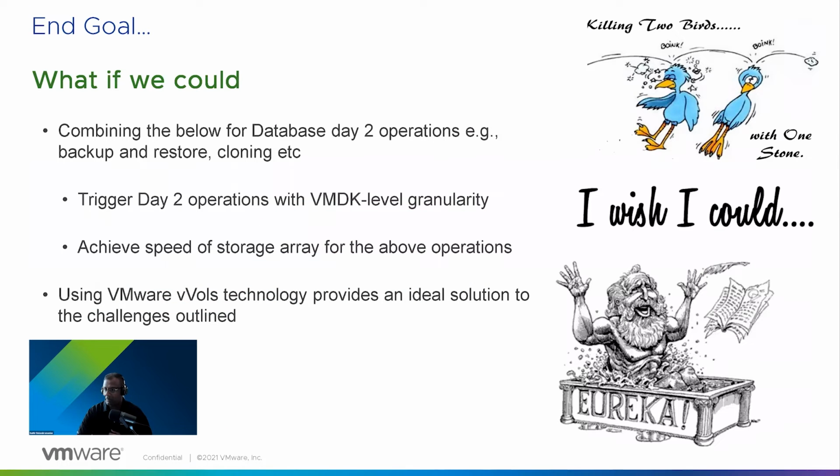And this is what we want, an ideal solution wherein we could combine the granularity of the virtual machine level snapshots, which is at the VMDK level, along with the speed of the storage-based snapshot. And what we have here is essentially virtual volumes, combining VMDK level granularity with the speed of the storage array for any of these day two operations, be that backup and recovery, cloning, database patching, database refresh, and so on and so forth.